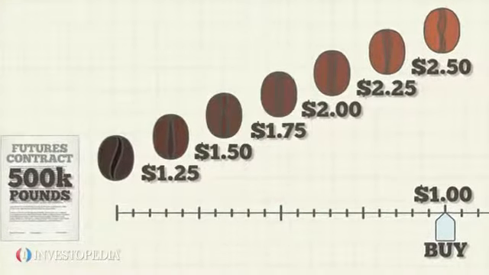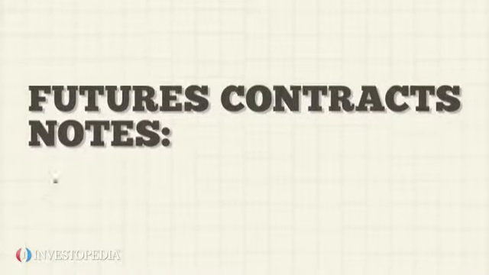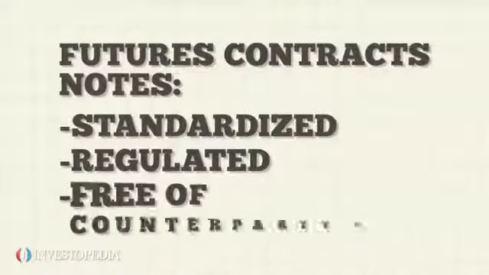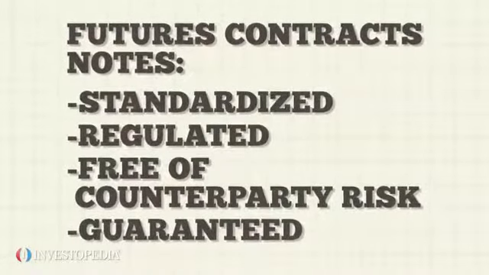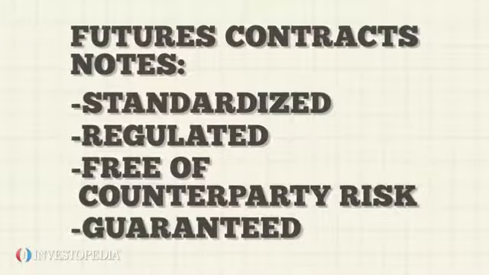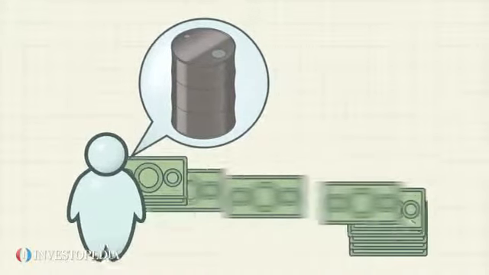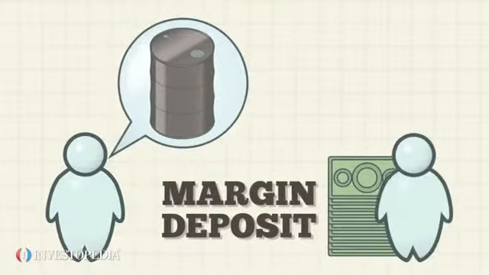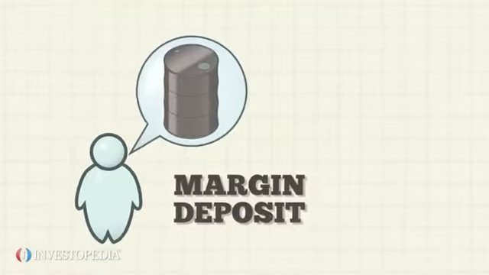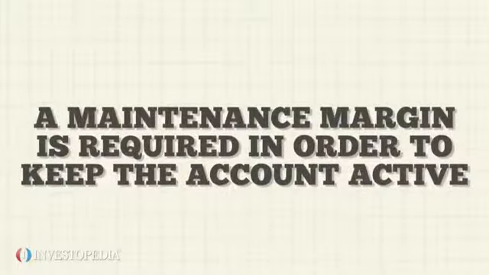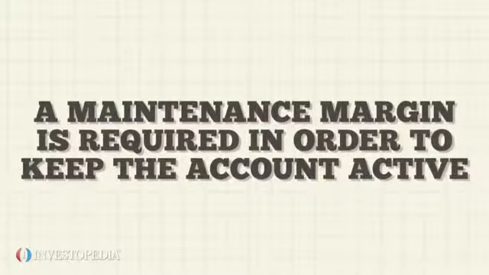Other aspects to note about futures contracts: they are standardized, regulated, and free of counterparty risk, since exchange clearinghouses guarantee that traders in the futures markets will honor their obligations. To start trading futures, an investor selects the asset they want to trade and makes an initial margin deposit with a broker. The broker will then place the trade for the specific asset with the clearinghouse. A maintenance margin is required in order to keep the account active.